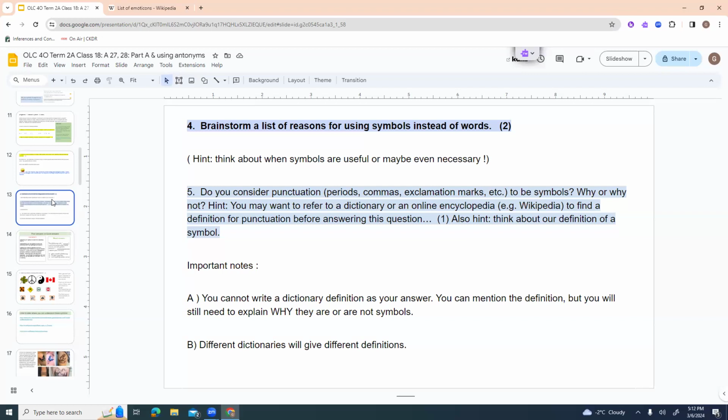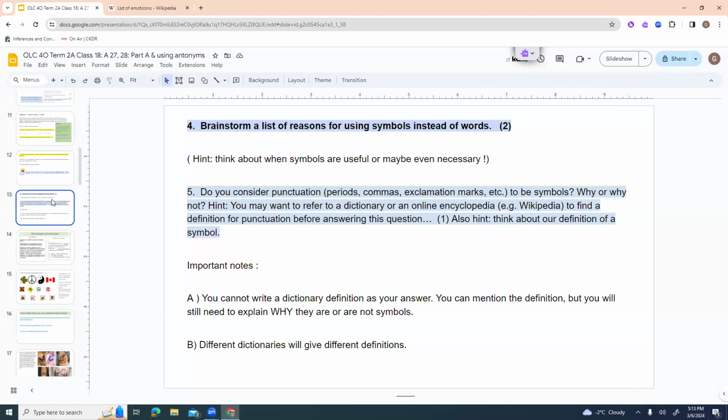Number 5, do you consider punctuation such as periods, commas, exclamation marks, etc. to be symbols? Why or why not? Now, a lot of people just guess. They're just kind of like, oh, I think it's this. You might want to refer to a dictionary or an online encyclopedia such as Wikipedia to find a definition for punctuation before answering this question. And also think about our definition of a symbol, sorry.